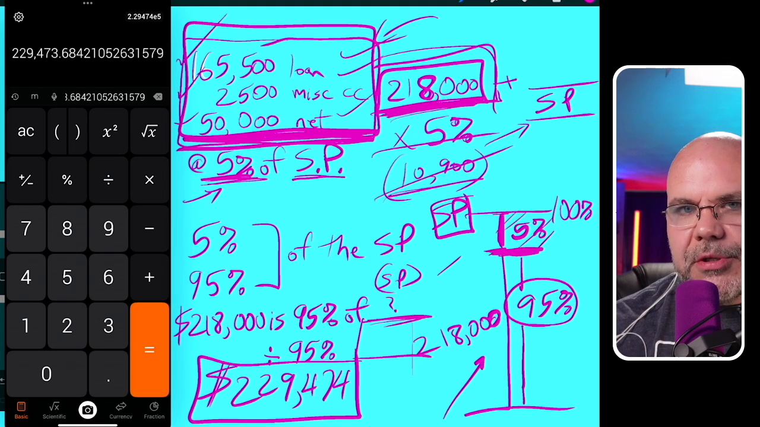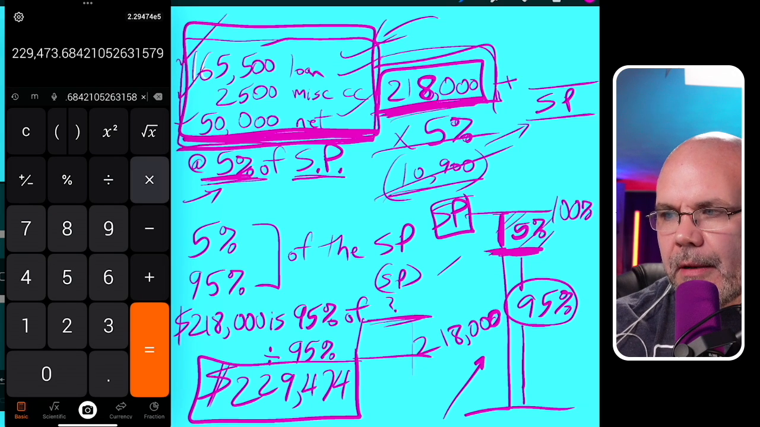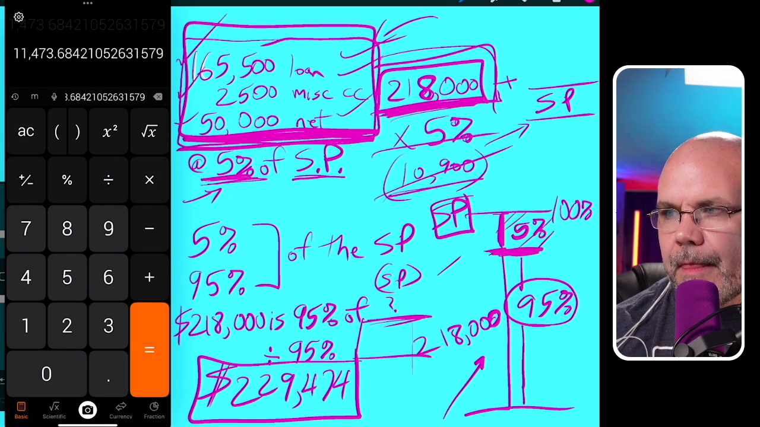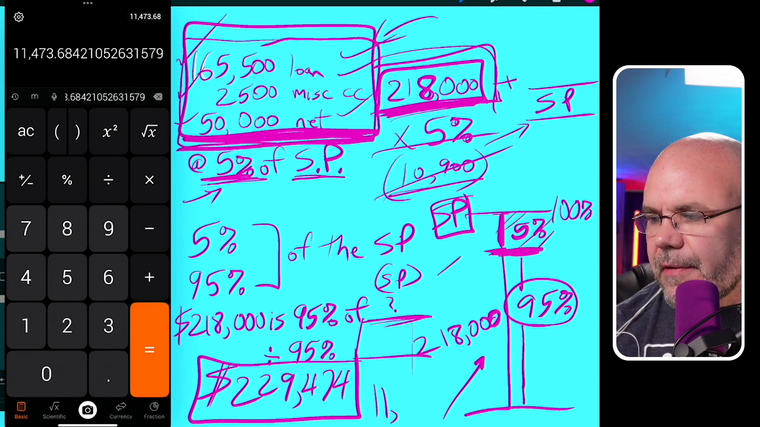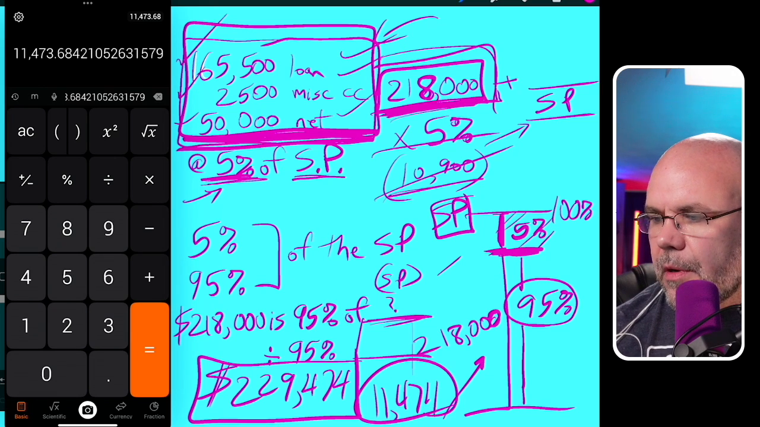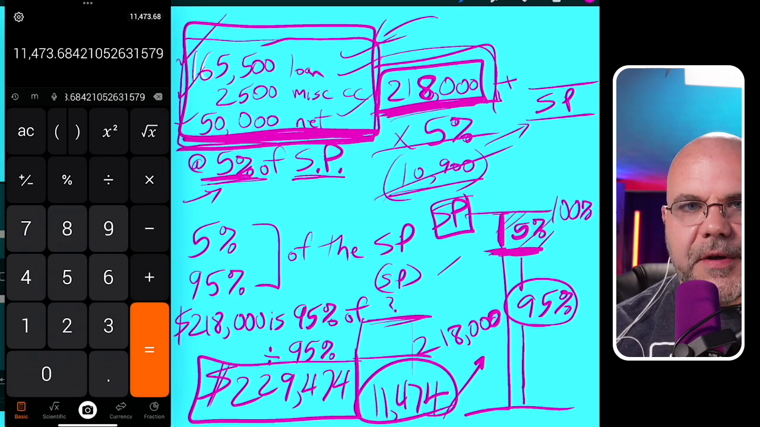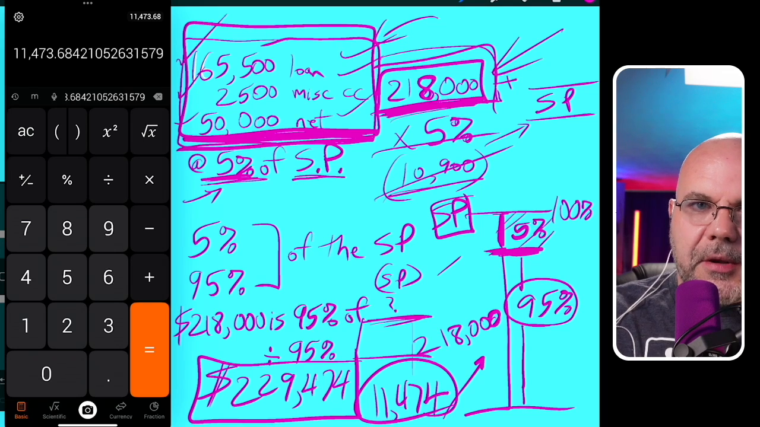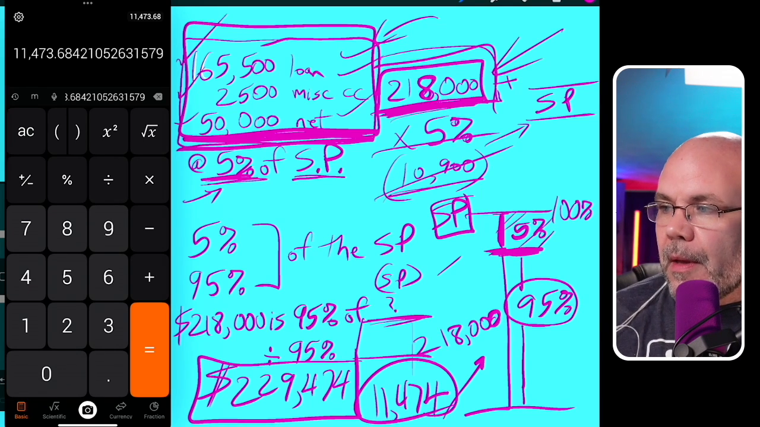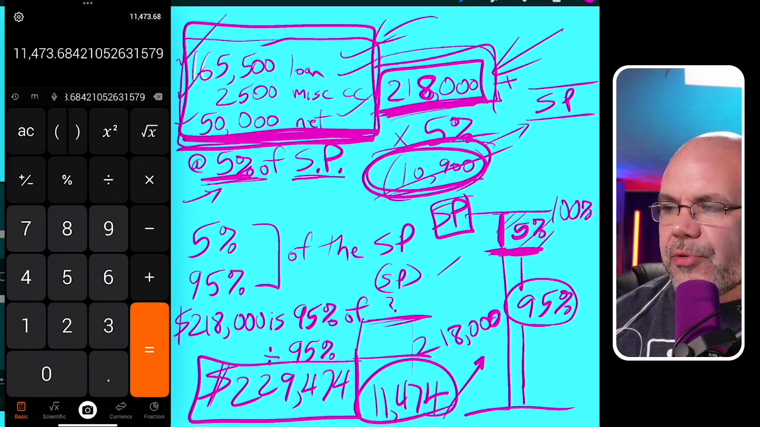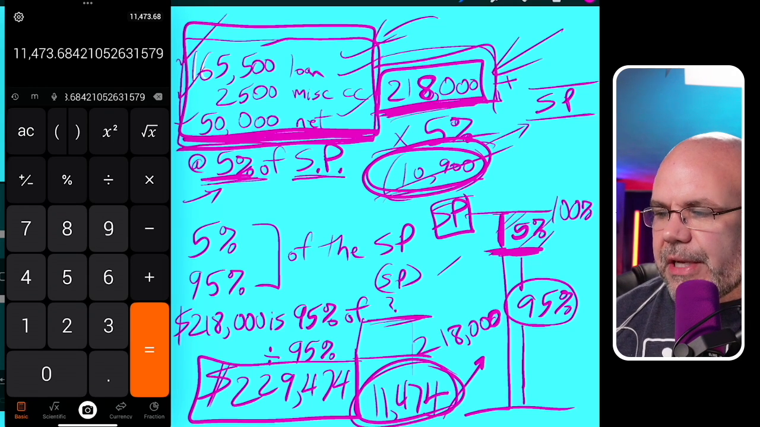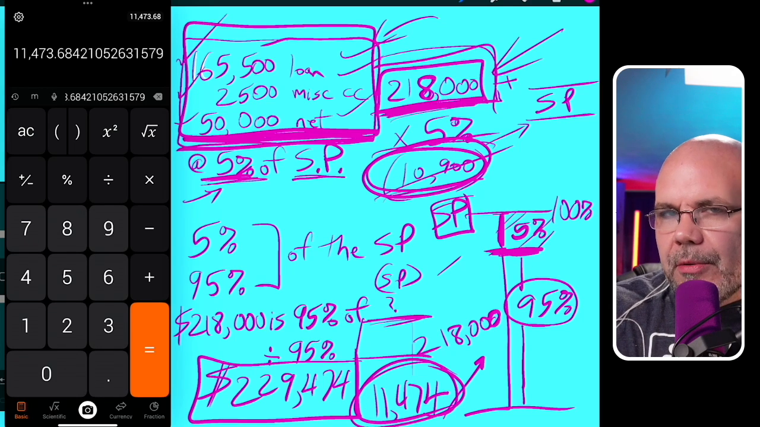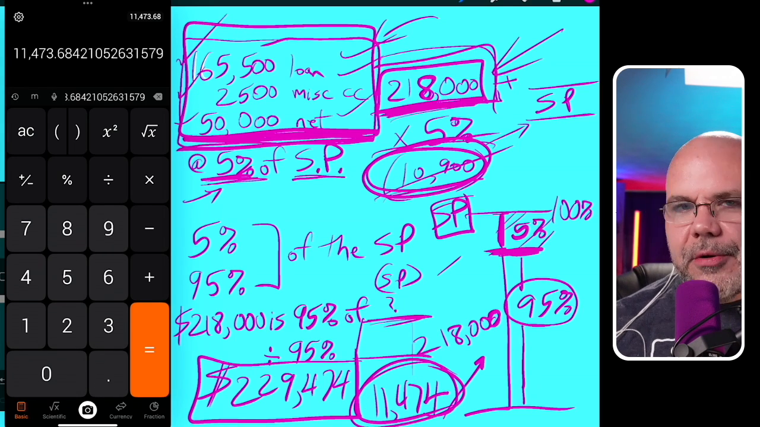Now let's calculate what your 5% commission would be on this sales price. The $229 times 5 is $11,474. How much would you have cheated yourself if you had done it the wrong way? Remember back up here when you thought that you needed to calculate 5% of the 218? You would have made $10,900 that way. You would have cheated yourself out of just about what, $600? I don't want to do that, right? We earn every bit of what we make.